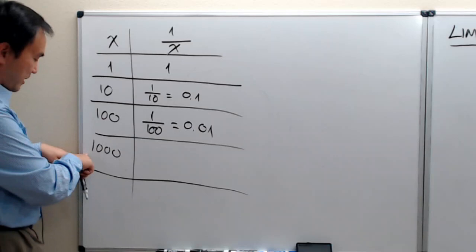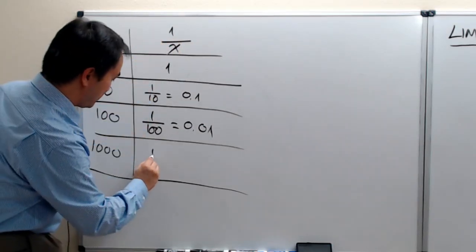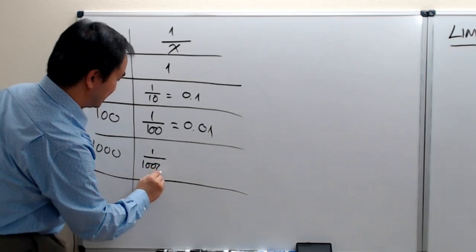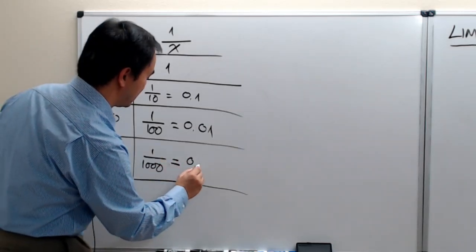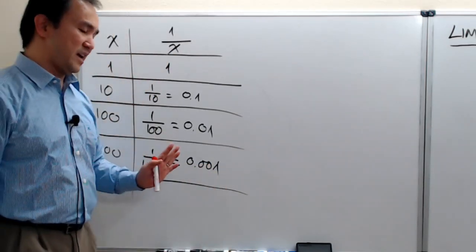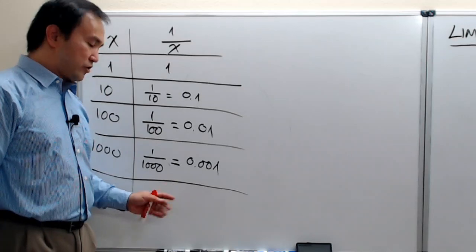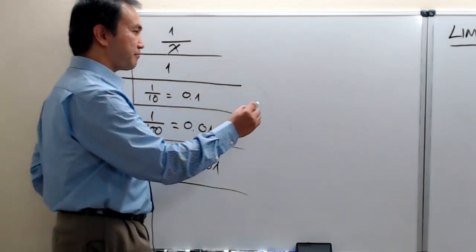And when x equals 1,000, substitute it into the function. We're looking at 1 over 1,000, and this is, in decimal, 0.001. And so now, once again, anyone watching this video should be having a clear estimate where this function is going.